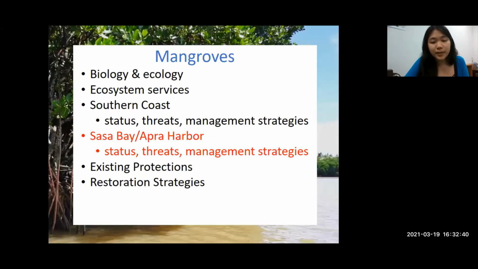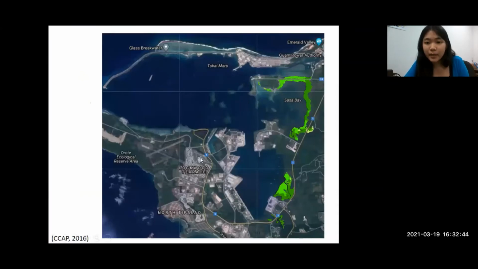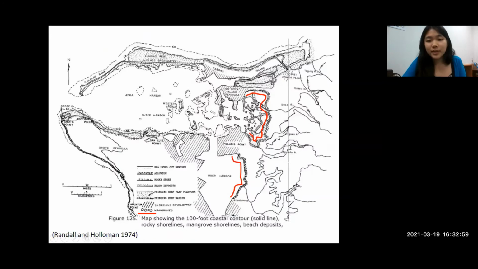All right, moving to Sasa Bay and Opera Harbor. So let's take a look at those areas here, Sasa Bay, and then a little bit south of that we have the Tatano wetland. I'm sorry if I'm pronouncing that wrong. Please feel free to correct me at the end if I am. And then Abu Cove as well. So we'll start with Sasa Bay.